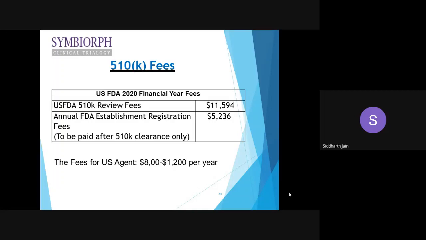Along with that, you have to appoint a US agent. If you appoint a US agent, the per year fee of a US agent will range between $800 to $1,200 US. So typically these are the fixed fees which are going to be paid by any medical device manufacturer who would like to go for the 510K. Next slide.